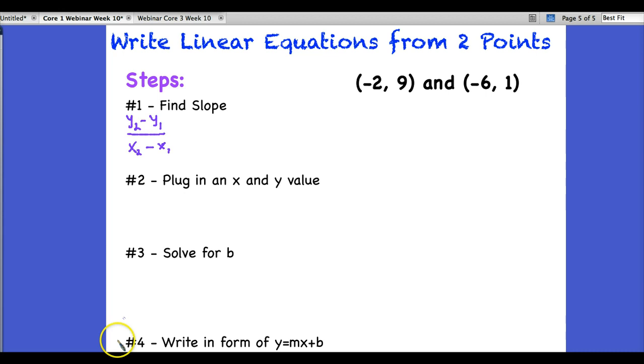So first things first, you want to find the slope. What we do is take y2, and again, it doesn't matter which one of these is y1 and which one is y2, but we just need to be consistent. So I'll go ahead and do it in order. We'll say these are my x1, y1s, and we'll call these x2, y2s.